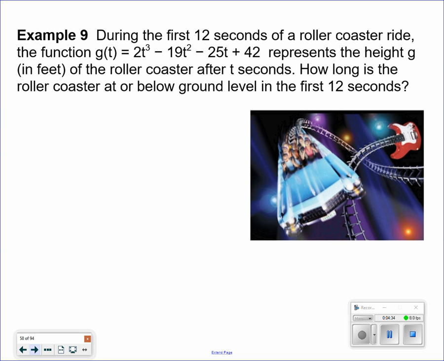This one's going to require a graphing calculator here for just a second. During the first 12 seconds of a roller coaster ride, the function g of t equals 2t cubed minus 19t squared plus 25t plus 42 represents the height in feet of the roller coaster after t seconds. How long is the roller coaster at or below the ground in the first 12 seconds?